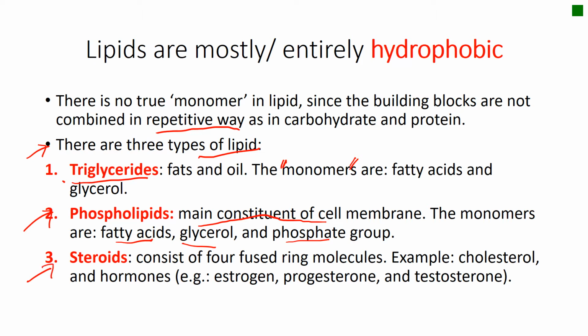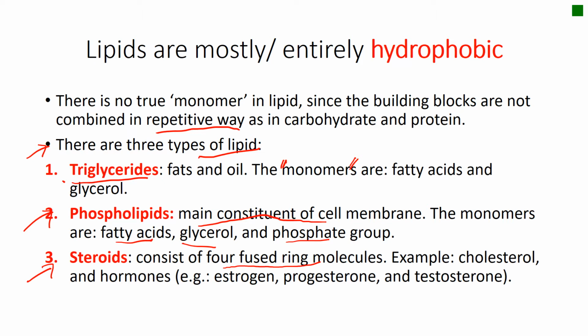And the last type of lipid is called steroids. Now, you may have guessed, yes, it has something to do with hormones. These steroids consist of 4 fused ring molecules. And these ring molecules cannot be considered as monomers because by themselves alone, they do not have the characteristics of lipid. It is only when they combine that they become lipid.